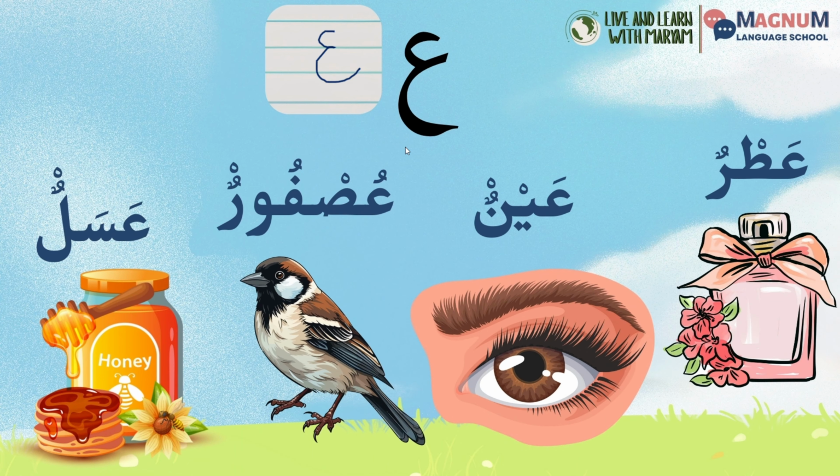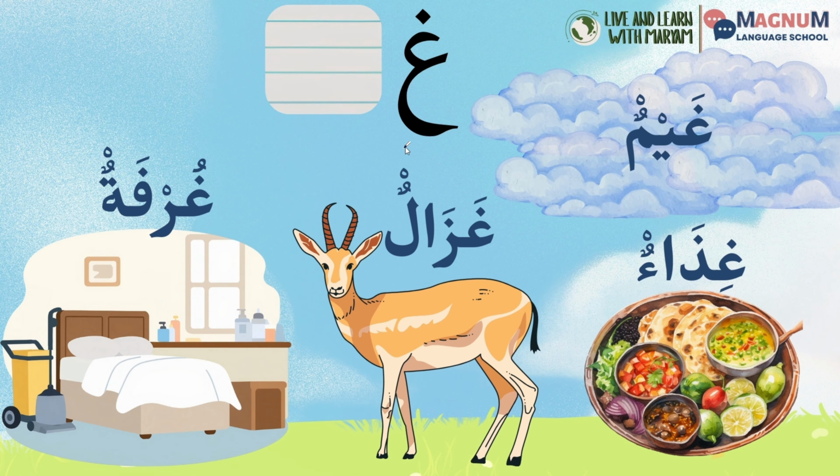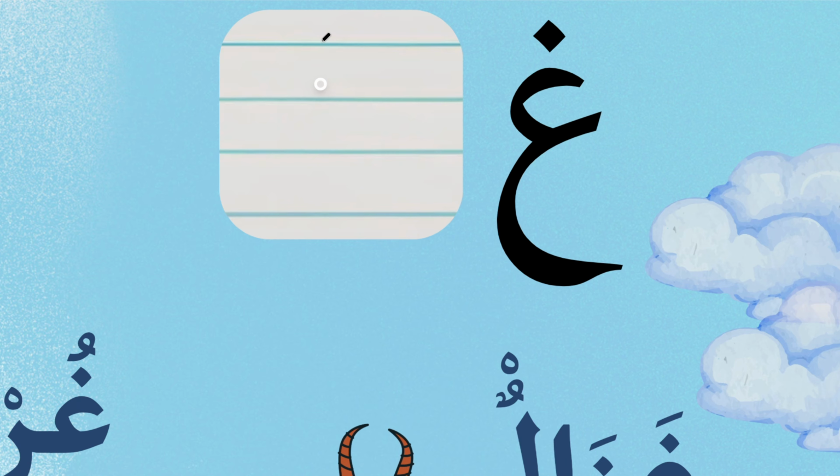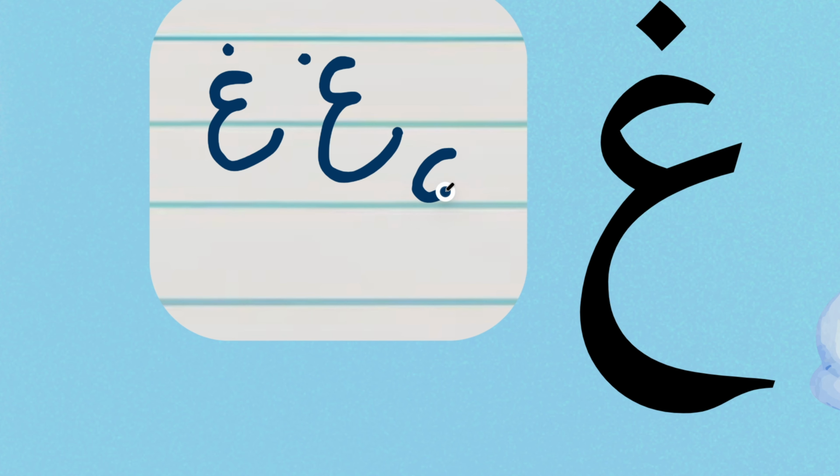Now, the next letter is Ghain. Ghain is the next letter of our Arabic alphabet. How to write Ghain? See, exactly like Ayin with a dot. Like this.